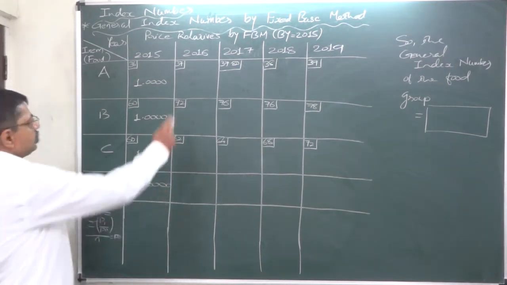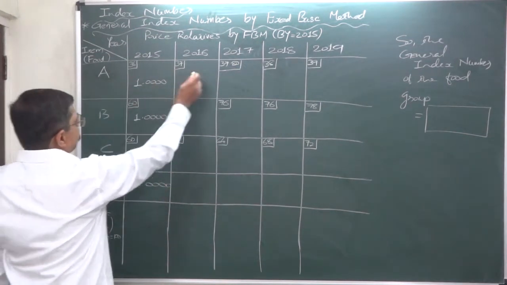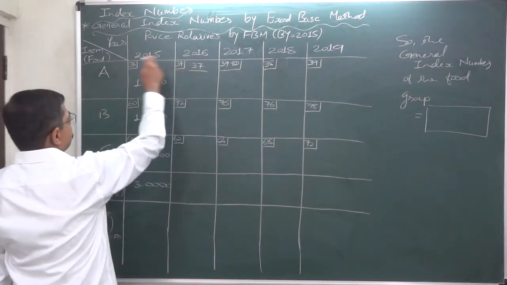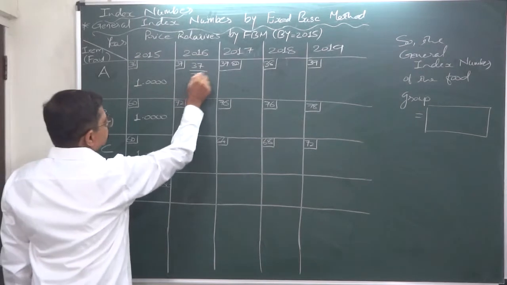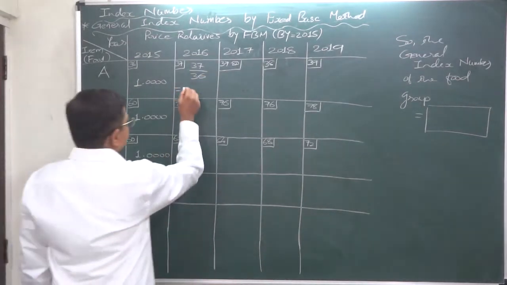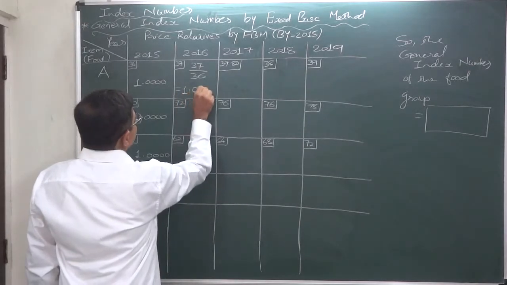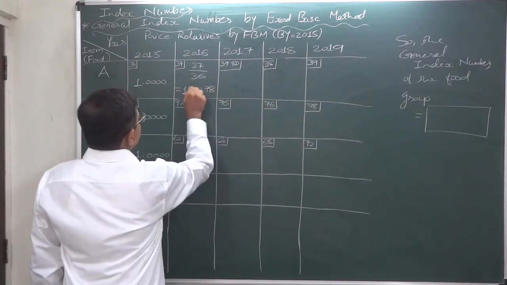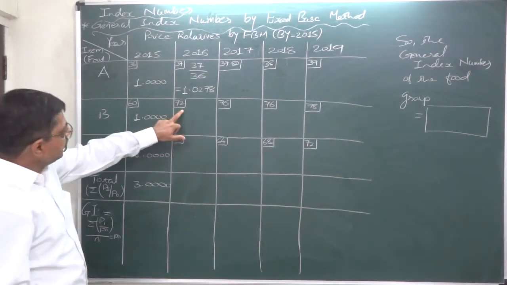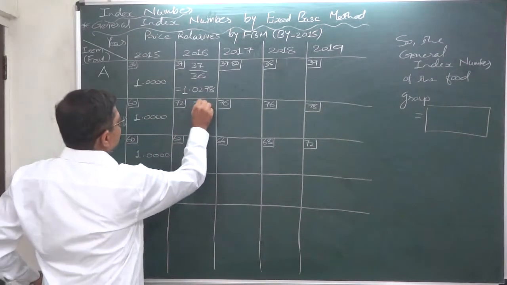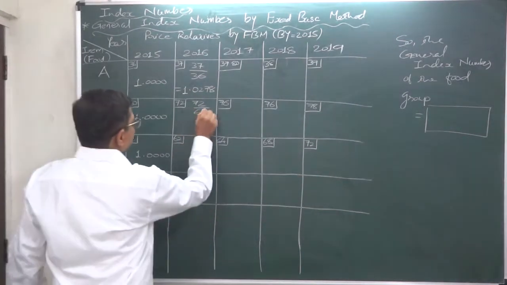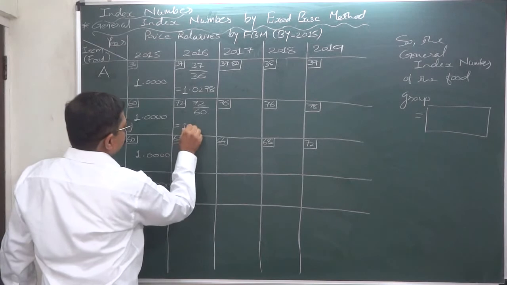So 2016, item A, the price relative will be 37, price in current year, divided by price in base year 36. So it comes to 1.0278. In case of B, price for the current year is 72 and price for the base year is 60. So the price relative comes to 1.2.